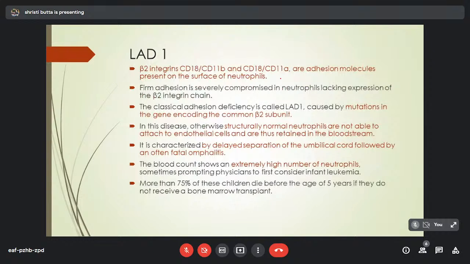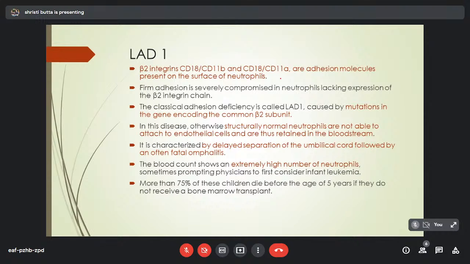So coming back here again, we have beta-2 integrins, that can be CD11B or 11A, and they are expressed on the surface of the neutrophils. Now remember, they bind to the integrin receptors, that is ICAM1 and VCAM1, that are expressed on the surface of the endothelium, and that brings about the firm adhesion. So the classical adhesion deficiency that we talked about, that is LAD1, is caused by a mutation in the gene that encodes the common beta-2 subunit of the integrin.